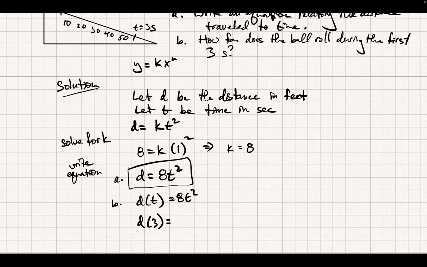Just 8 times t squared, so 8 times 3 squared. 6. That is a fast ball. That's what I said. I know. So what is D? 72. 72. I disagree. Right. Yes. So the ball rolls 72 feet in the first 3 seconds.